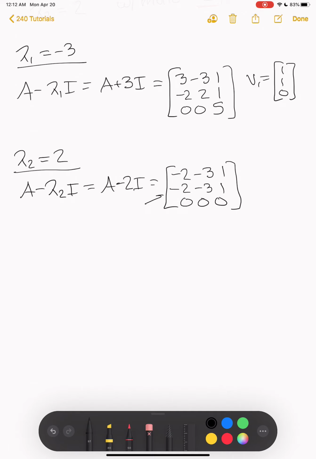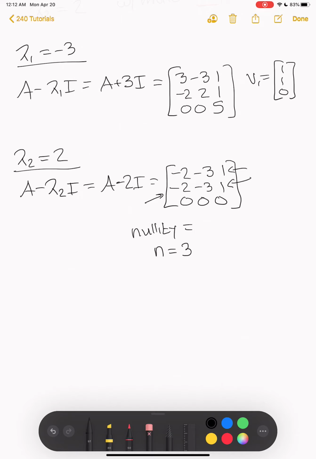My n is going to be equal to 3 because I have 3 columns and 3 rows. But I have 2 rows that are scalar multiples, right? So that adds an additional thing to nullity. So my rank will be 1, my nullity will be 2, and n is equal to 3. So everything works out well there. What I care about is this nullity being equal to 2. That confirms that I should be able to find 2 linearly independent eigenvectors for this.